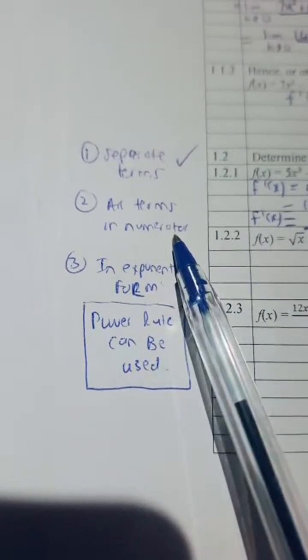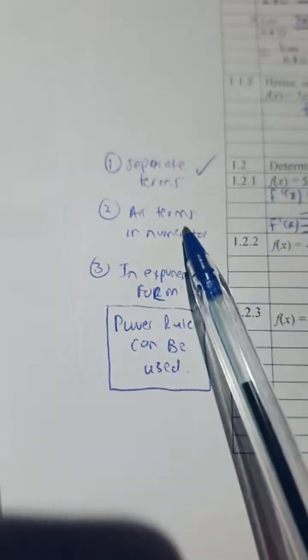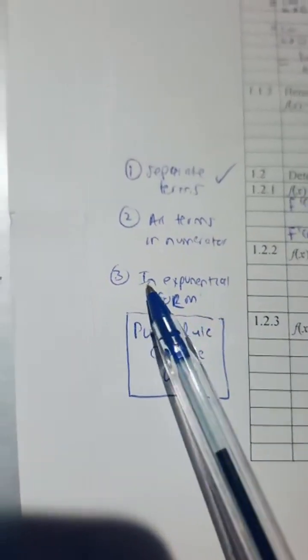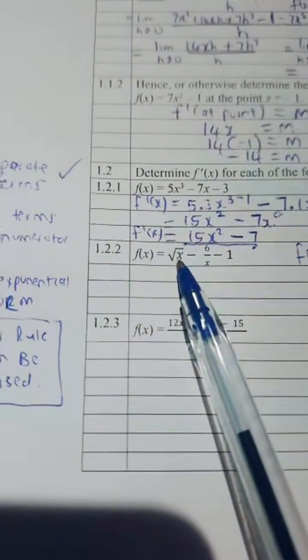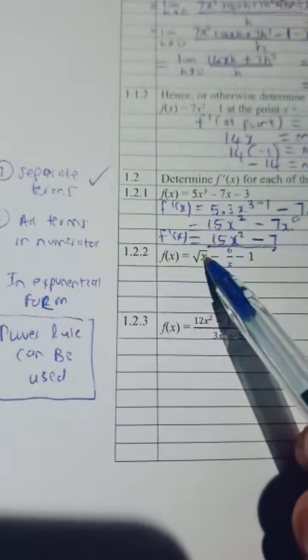Thank you so much. So we need to separate the terms, make sure all terms are in the numerator, and make sure that our variables are in exponential form. So let's go. The square root of x, we can rewrite it to become what?